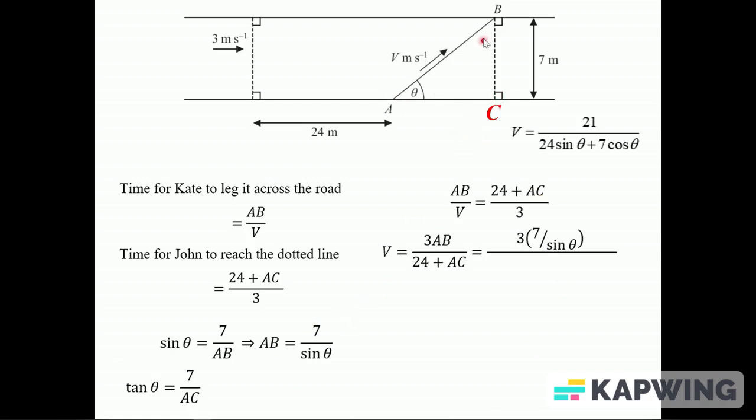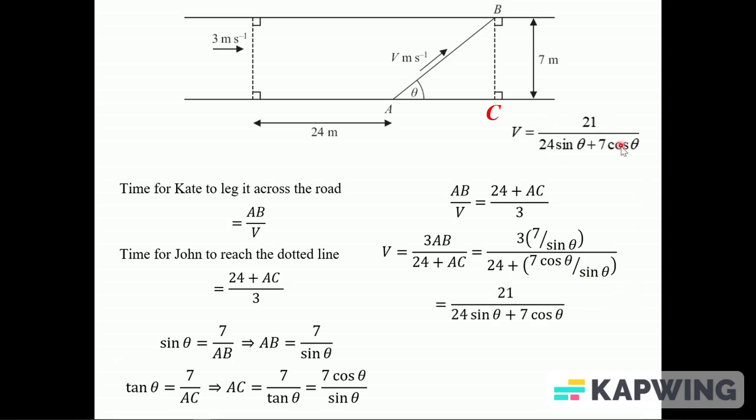Also, I want the AC. I know what BC is, so I can write tan theta is BC, which is 7, over AC. So AC is 7 over tan theta, which is the same as 7 times cos theta over sine theta. So dividing by tan and then multiplying by cot, replacing the AC here with that, and then multiplying the top up by sine theta, I get this, and there's the formula.